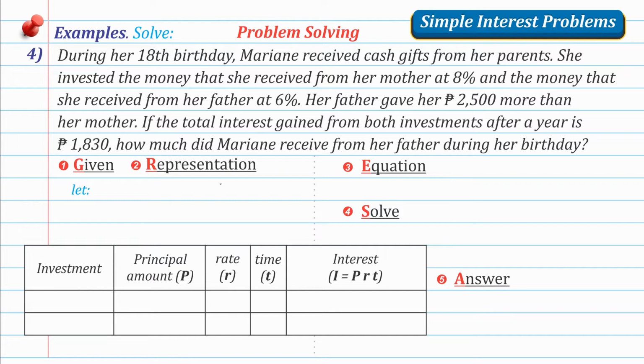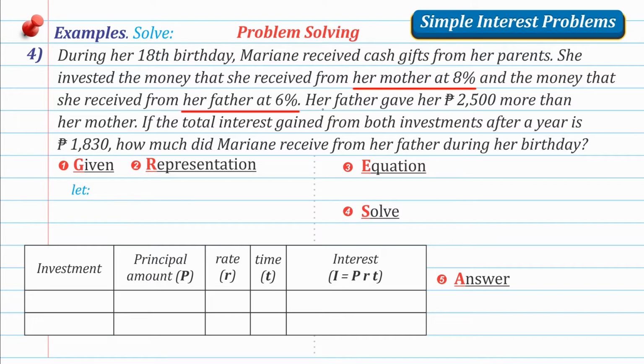Let's read and solve example number 4. Please follow. During her 18th birthday, Marian received cash gifts from her parents. She invested the money that she received from her mother. That's the first investment. It's at 8%. And the money that she received from her father at 6%. So 2 investments, one from her mother and one from her father.